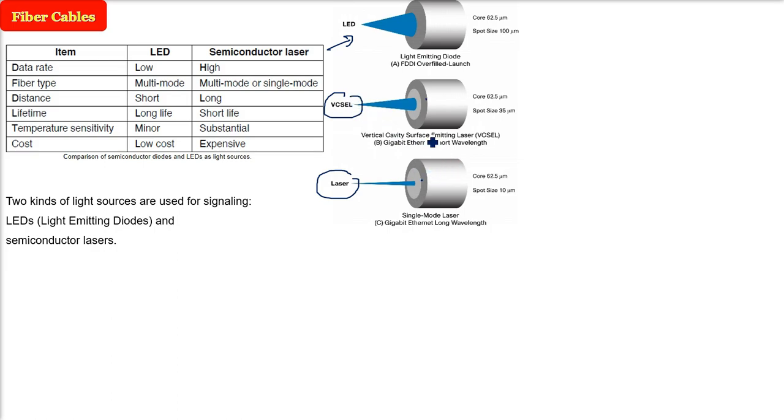Here you see VCSEL, vertical cavity surface emitting laser. This is for gigabit Ethernet short wavelength. And the above one, of course, you see the light emitting diode. We have also shown the core and the spot size. We are not going into the detail of this, just to have an idea.